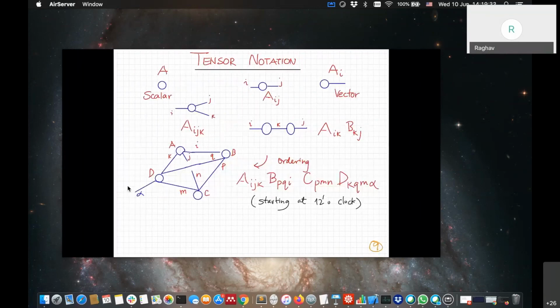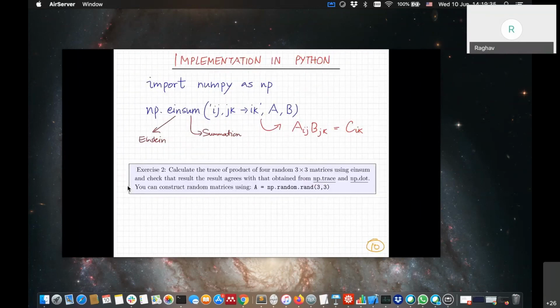Now, how do we implement this in Python? If you want to contract these tensor networks, how can we do this? We'll do the usual thing, which we all know: import numpy as np, or whatever name you like. And then there's a very nice routine in numpy called einsum, which stands for Einstein summation.